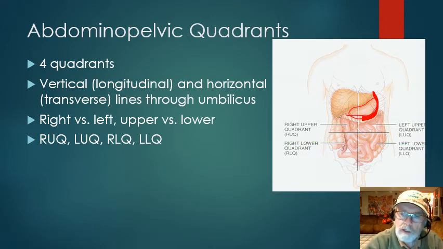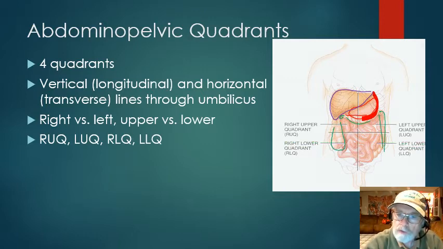Here's the liver. It sits right there. There's the gallbladder sitting right down there. Here's the ascending colon, the transverse colon, and the descending colon is going to be here. The appendix sits right down in here.